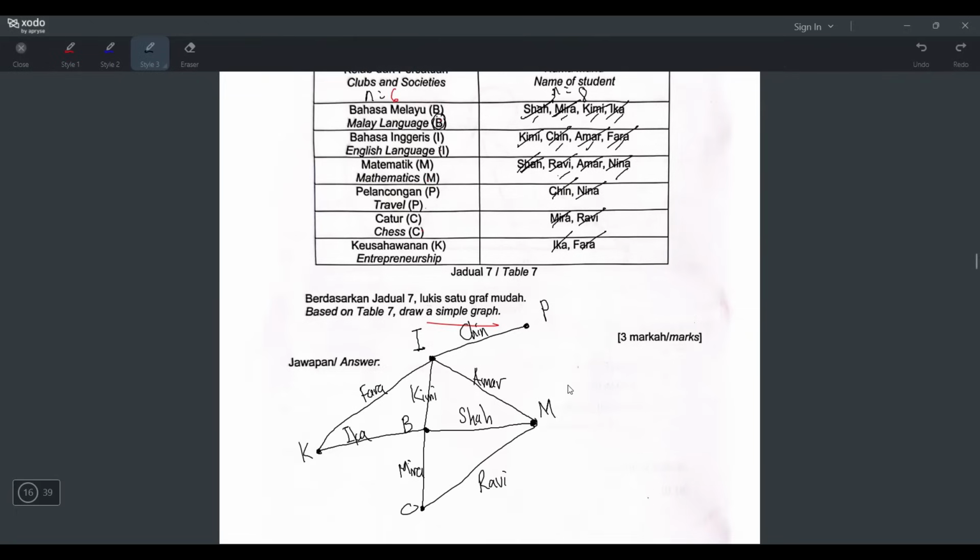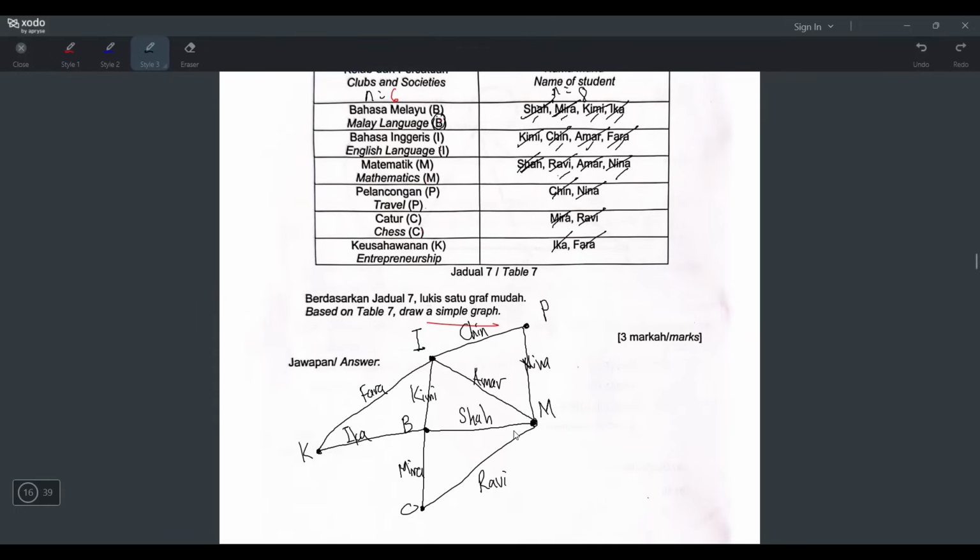Mathematic and P. So MP. So this one. Okay, done. Nina. Okay, is there anyone left? Done. Okay, everything done already lah. So draw a simple graph. This is your simple graph, and make sure you label everything nicely. And all the edges you got write the name of the student lah.